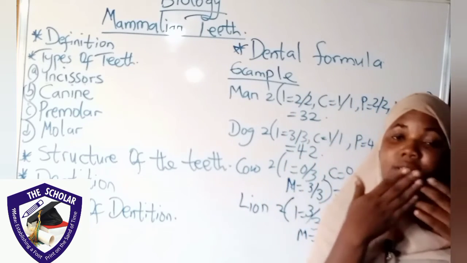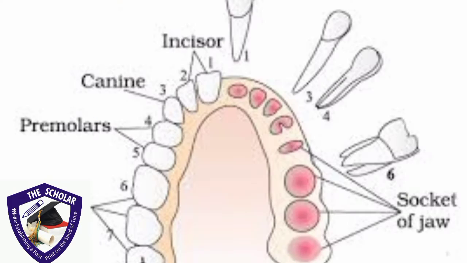Like this is our upper and this is our lower jaw. So dentition deals with the number of teeth that are present in the upper jaw and the number of teeth that are also present in the lower jaw.